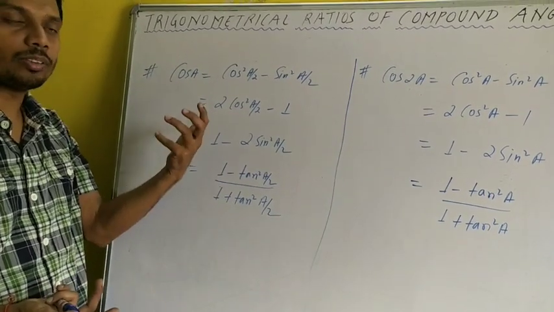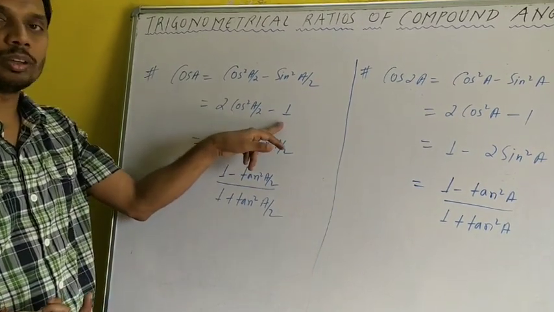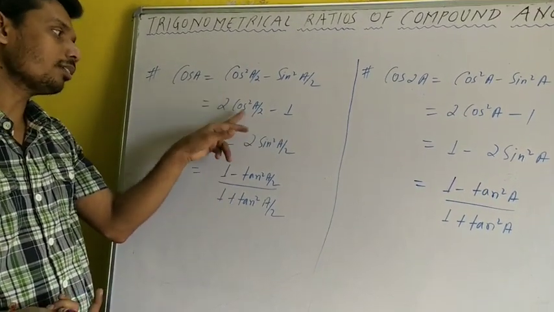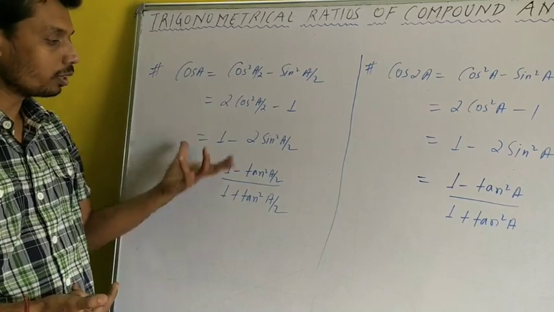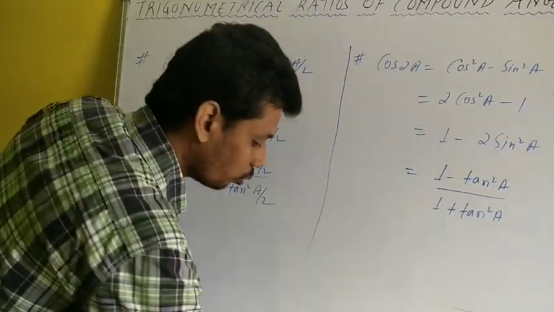So how will we express it? Cos square a by 4 minus sin square a by 4, which is 2 cos square a by 4 minus 1. Whatever angle is there, we have to consider just half of that. These are part of the sub-multiple angles. Now, next.